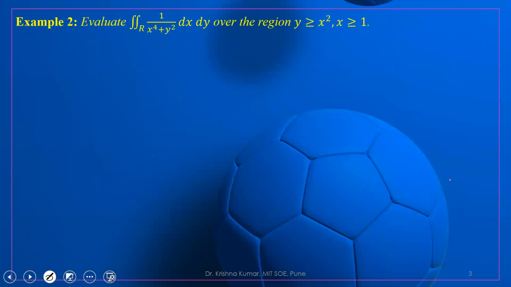Evaluate the integration of 1 upon x square plus y square over the region R with respect to x and y. The region is given. What is the region of integration? R is y greater than or equal to x square and x greater than or equal to 1. So this is not an equation, it is an inequality. y equal to x square is the parabola, and x equal to 1 is the line parallel to the y-axis.